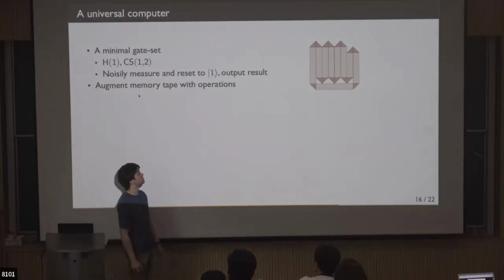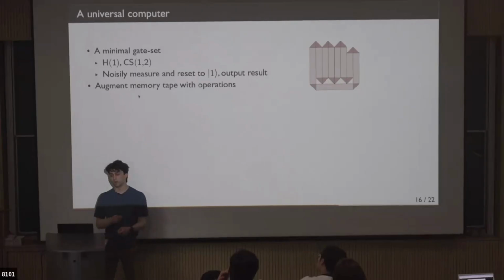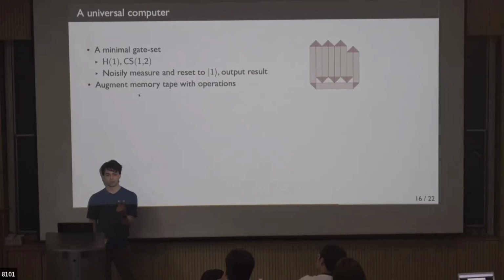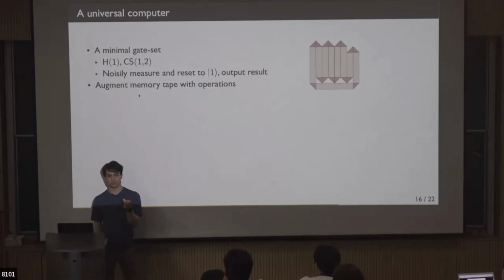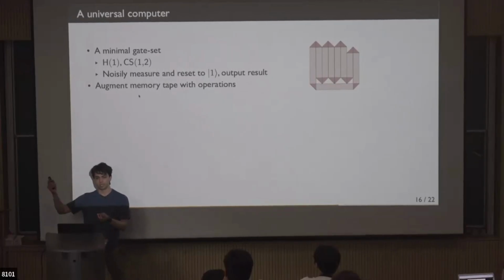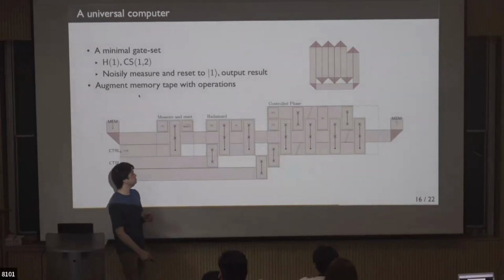So this is enough. We're going to implement just a minimal gate set: implement Hadamard on one qubit, controlled swap or controlled phase on two consecutive qubits, and then noisily measure a qubit, write it to the output tape, and replace that by a 1. And then you take these operations and stick them onto the memory tape.